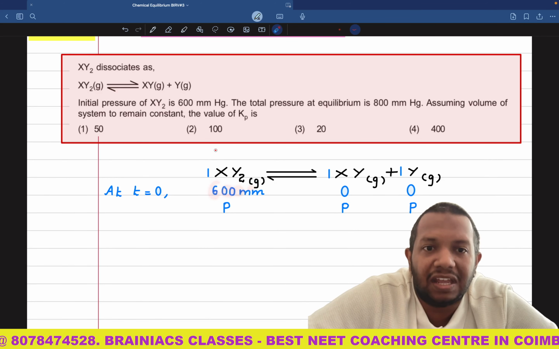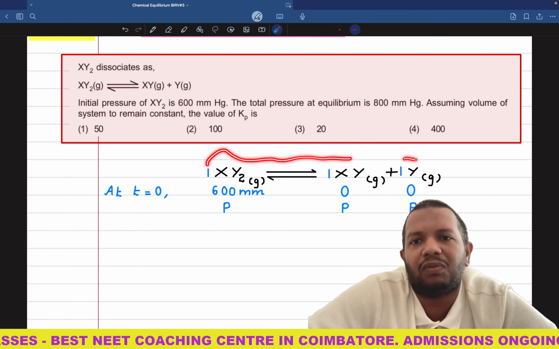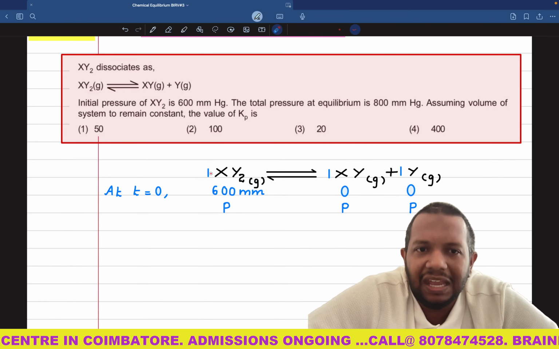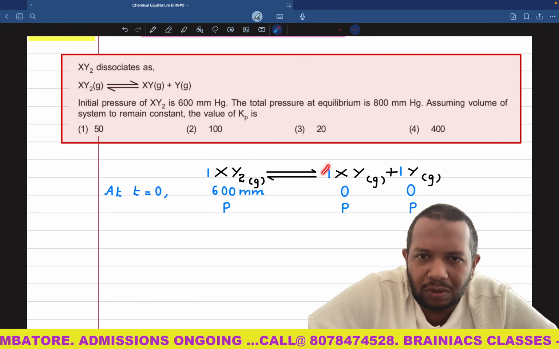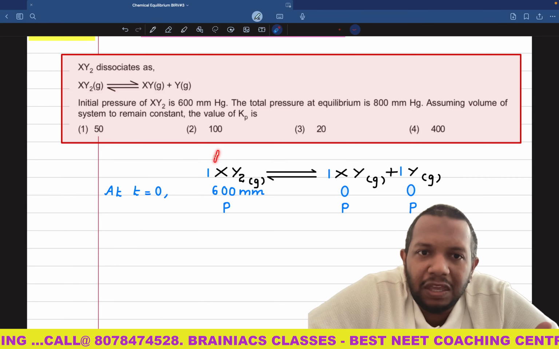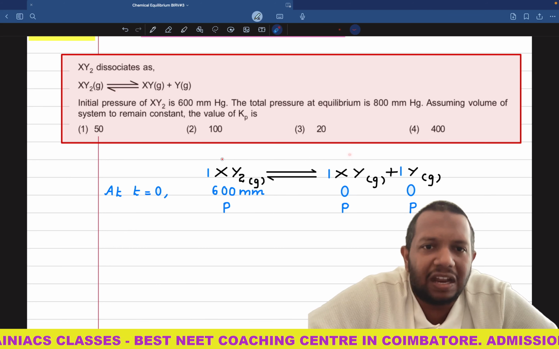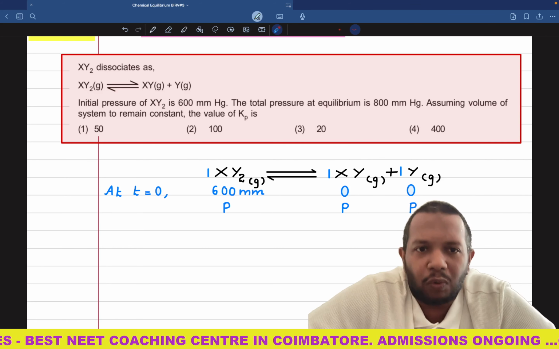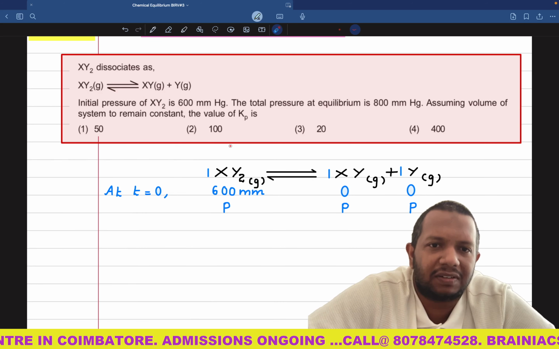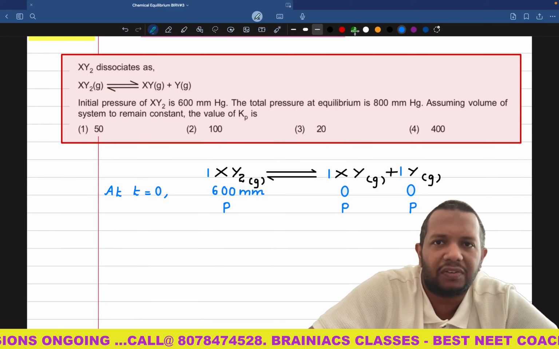600 is for the entire given unit. From that, let us say 1 unit is converted like this. Why am I taking 1 unit? Because the stoichiometry states that 1 unit on converting will become 1 unit xy and 1 unit y. So let us assume there are P units. I don't know how many have converted to product, so that's why I am assuming P units. So if 1 unit generates 1 mm pressure, then P units will generate how much pressure? P mm pressure.